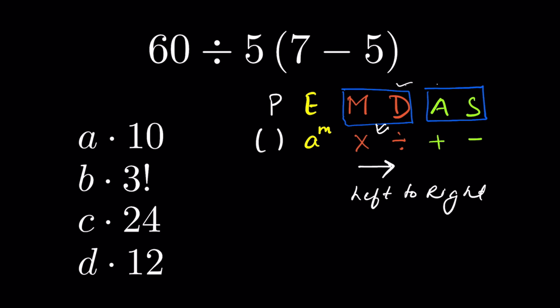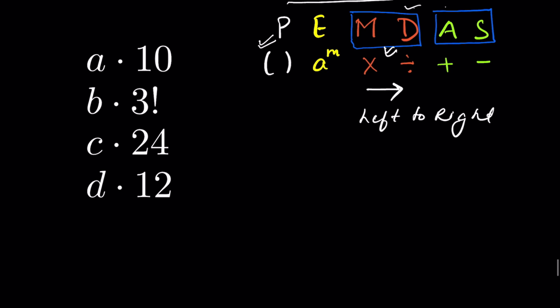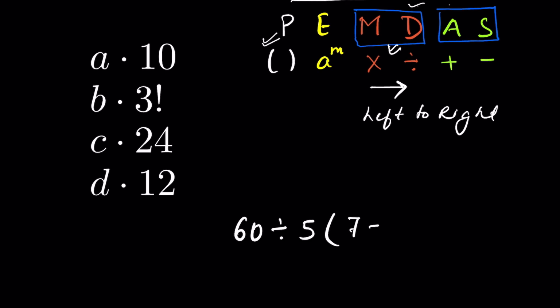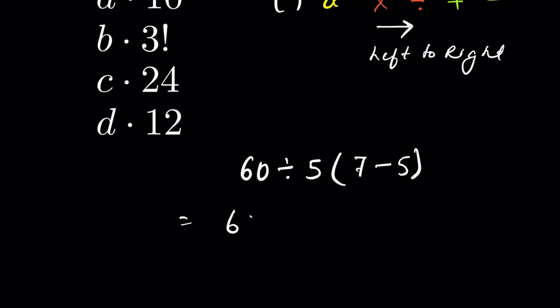Now here, first we will solve the parenthesis as per PEMDAS. So 60 ÷ 5(7 − 5). Write all other operations and numbers as they are: 60 ÷ 5, and 7 minus 5 is 2. Now once you do the operation within the parenthesis, you have to remove the parenthesis, and when there is no sign here, it is multiplication. So you write multiplication and then 2.